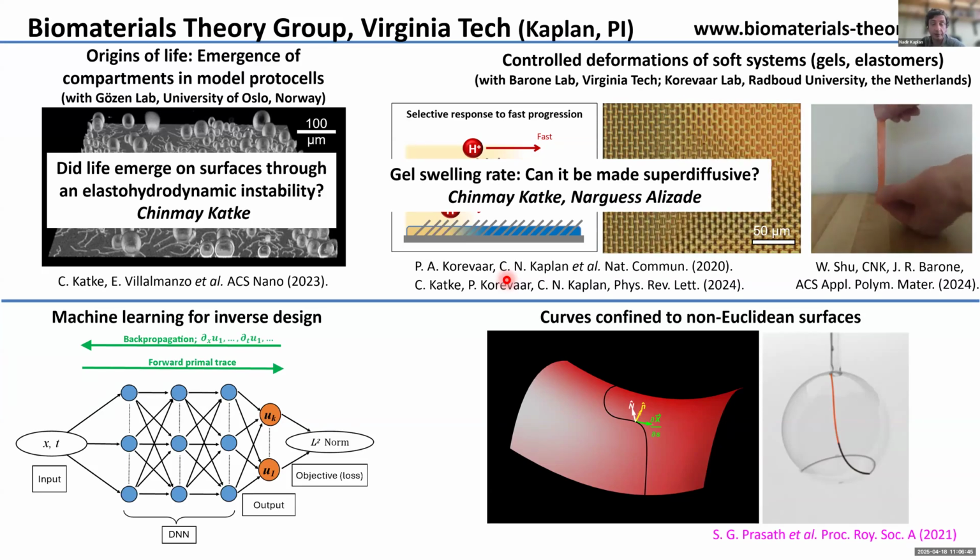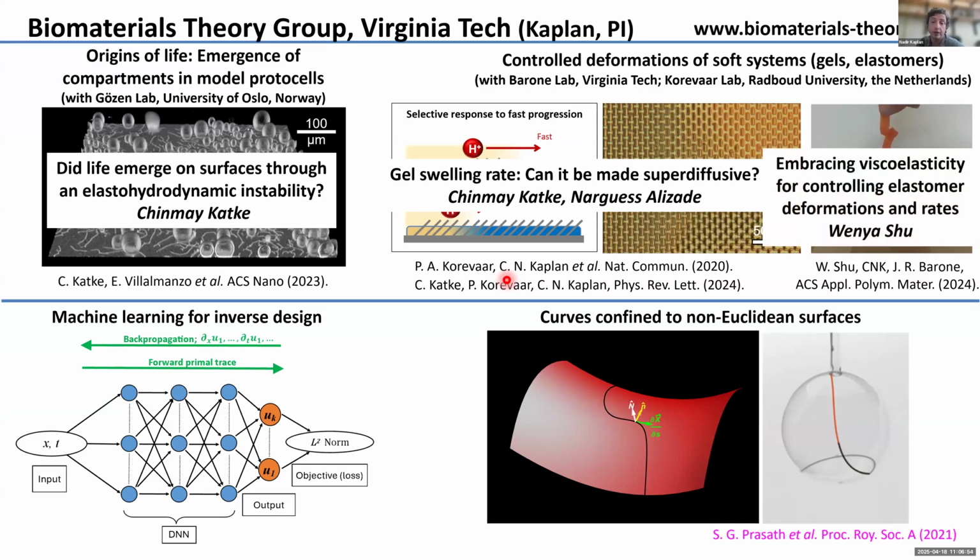Another question that we recently tackled was the deformation of viscoelastic elastomers and how we can control their deformations and rates to be able to come up with complex configurations, but also not just that, can we actually come up with multiple target shapes? So that's a question that we are always having in mind.